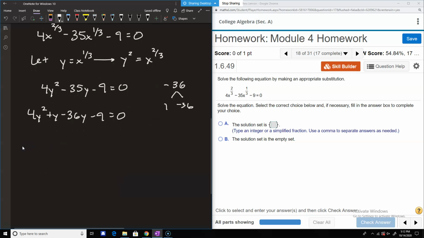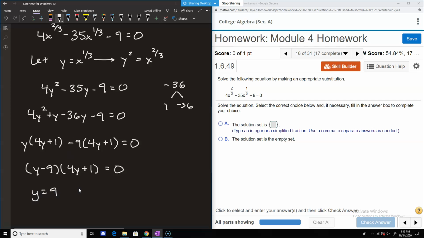So we factor by grouping. The first two you can take out a y, and you get 4y plus 1. And then the second group you can take out a negative 9, and you'll get that 4y plus 1 again. And so then we get y minus 9 times 4y plus 1 equals 0. Factoring as usual, y is either equal to 9 here or negative 1/4.